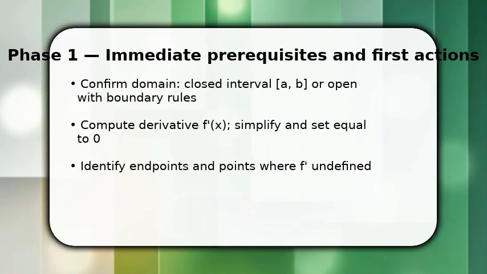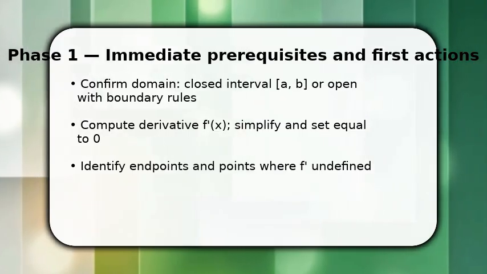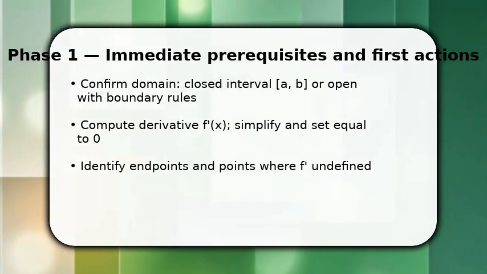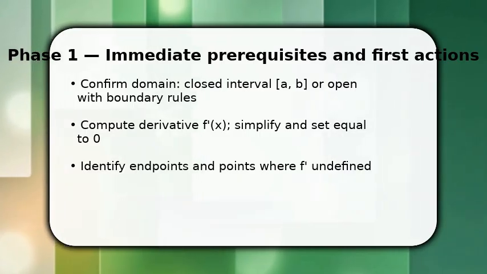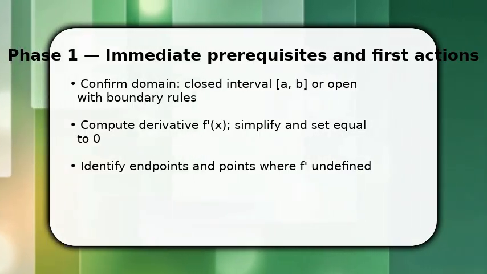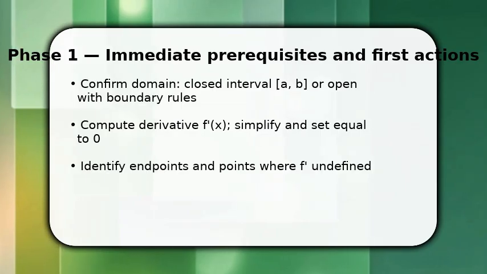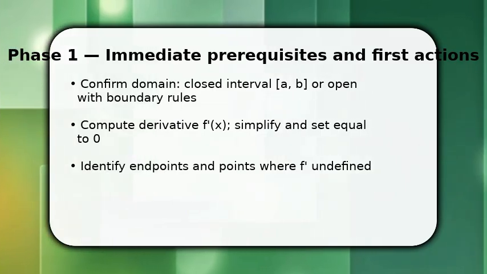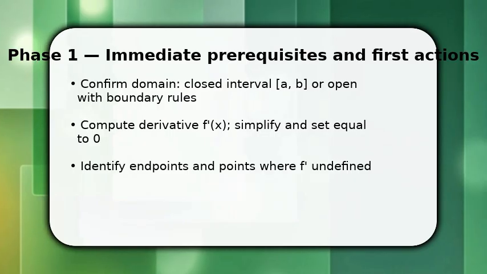You start with the essentials. Confirm the domain and its endpoints because global extrema depend on the set you examine. Next, compute f prime, simplify it, and solve f prime equals 0 to get critical points. Make sure you also find where f prime is undefined.